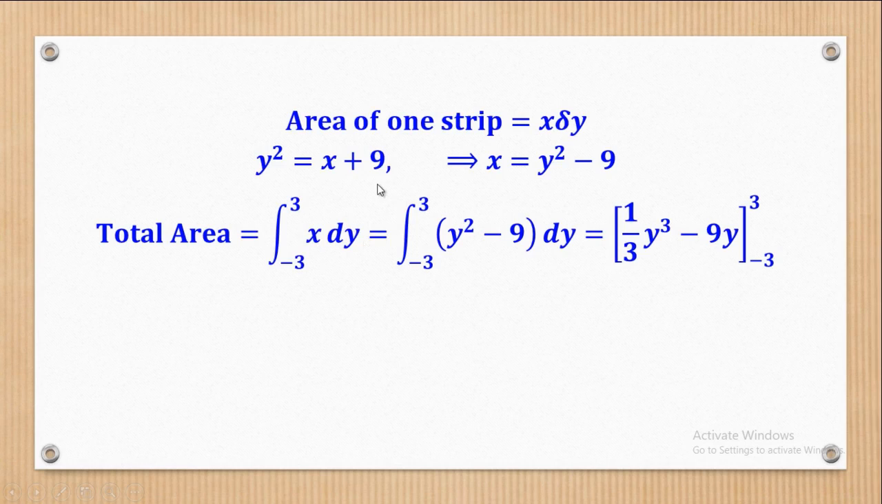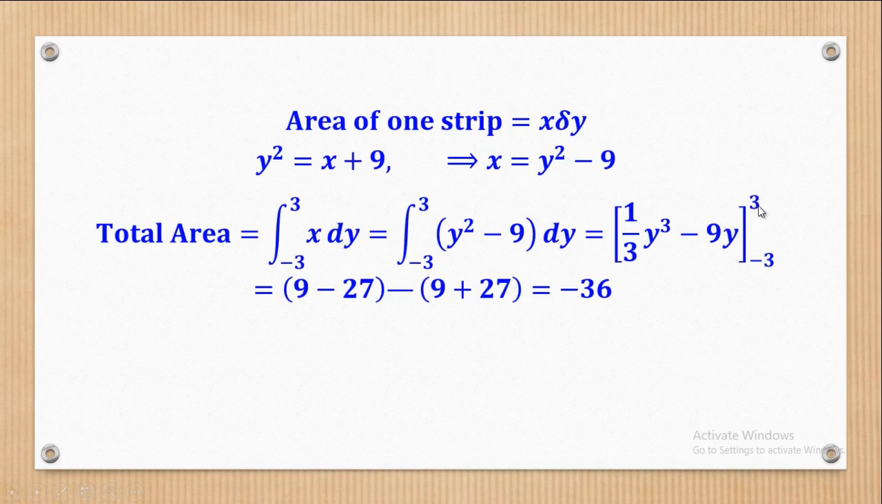Now the total area will be, we can see that the small change in y has become dy. But they say the limits are from negative 3 to 3, so you integrate x with respect to y from negative 3 to 3. But you can't integrate x with respect to y, so you substitute x in terms of y, which is y squared minus 9. That means the integral will become y squared minus 9 from negative 3 to 3 with respect to y. When I integrate y squared, I'll come up with a third y cubed, and when I integrate 9, I'll come up with 9y.